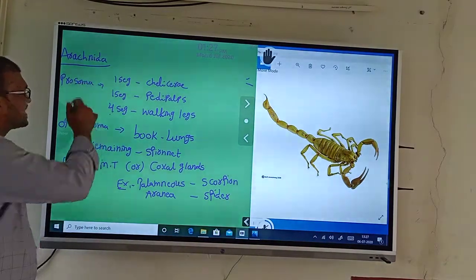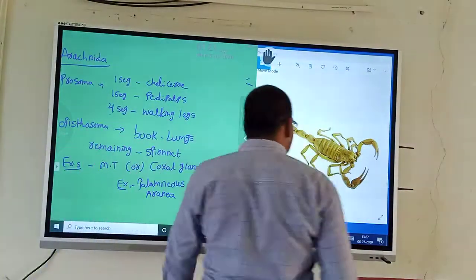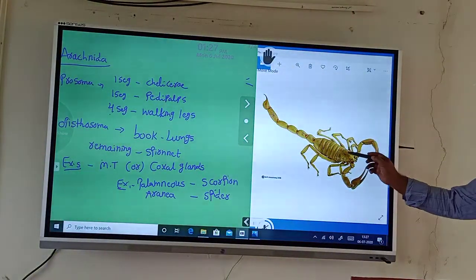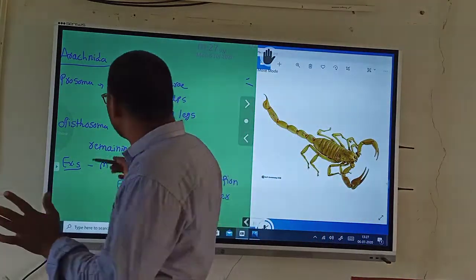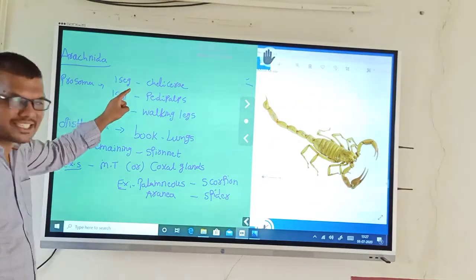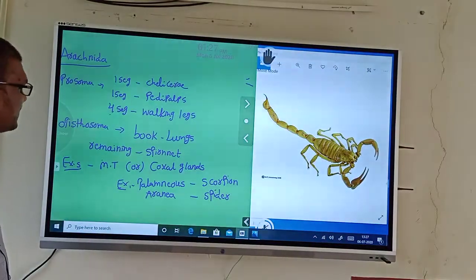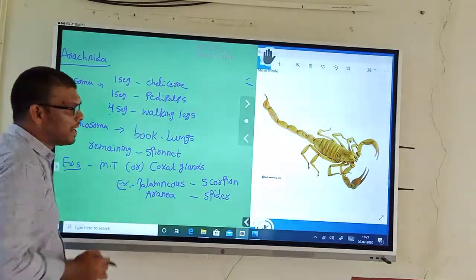Now the next class is the arachnida. The best example of the arachnida is the scorpion. If you observe Xiphosura, in the first segment they have what? Chelicerae. Here also, in the first segment they have chelicerae, and then in the next segment they have pedipalps.